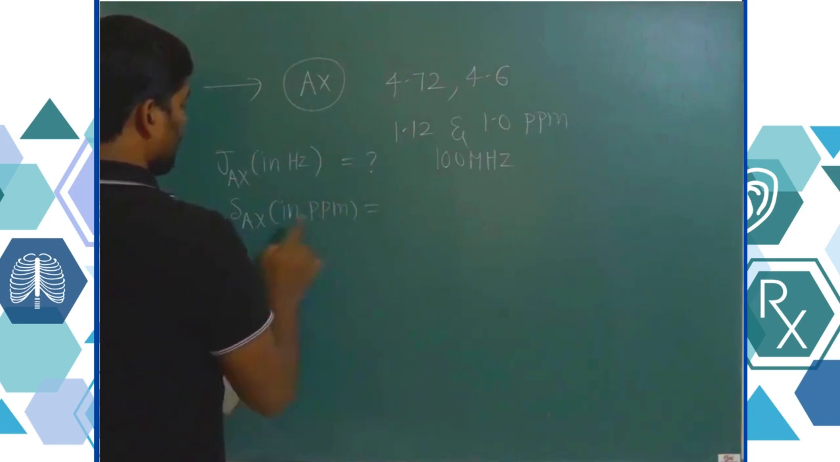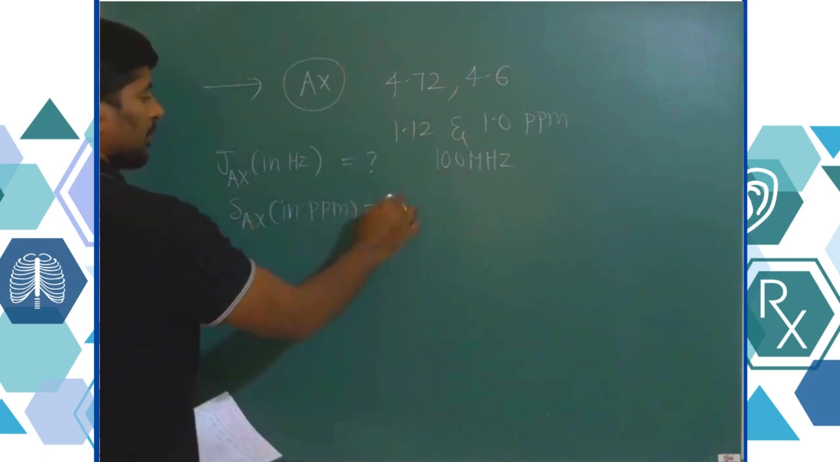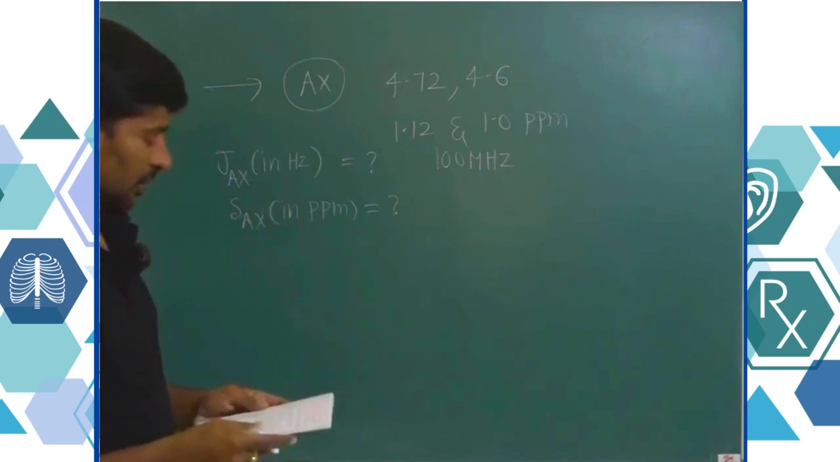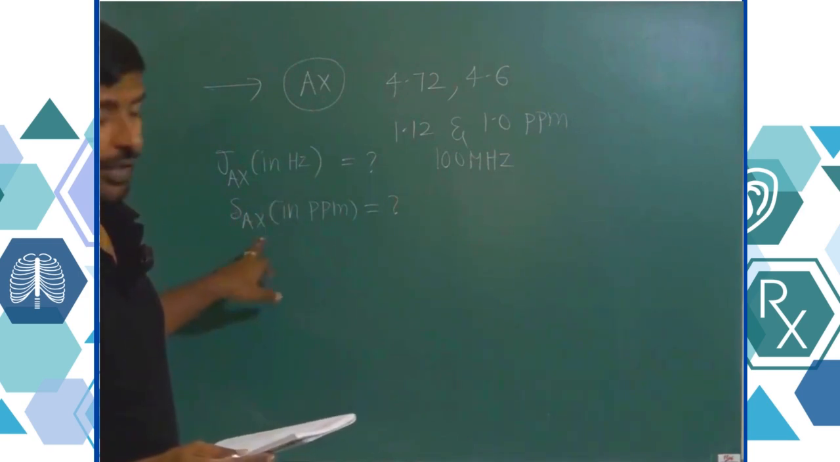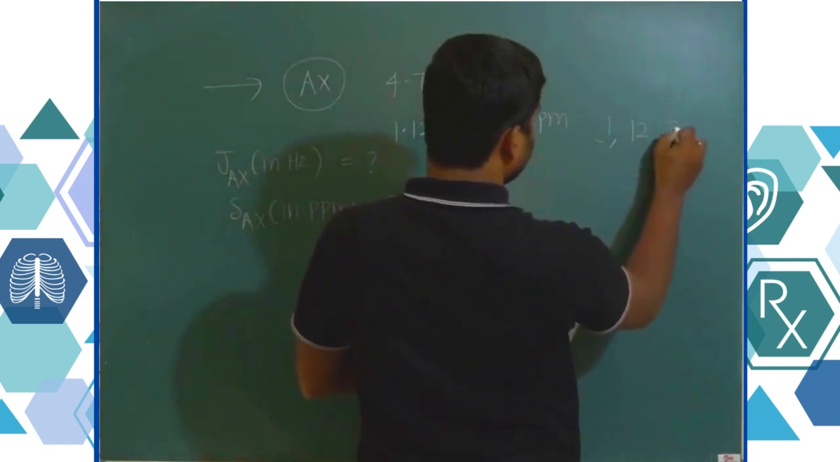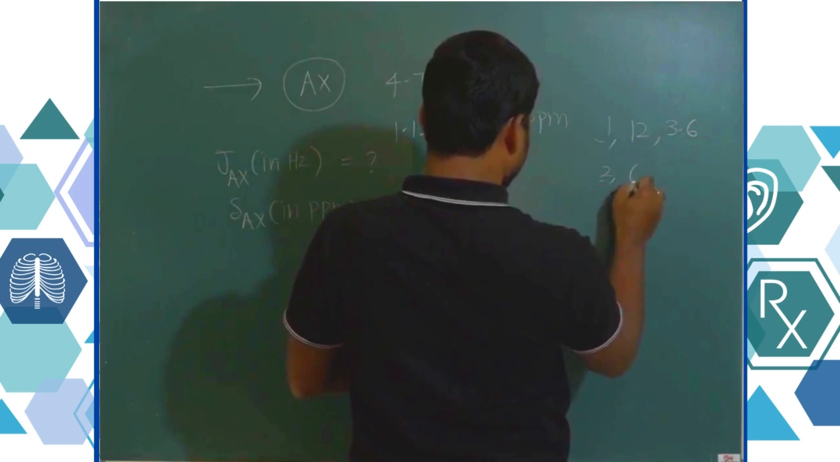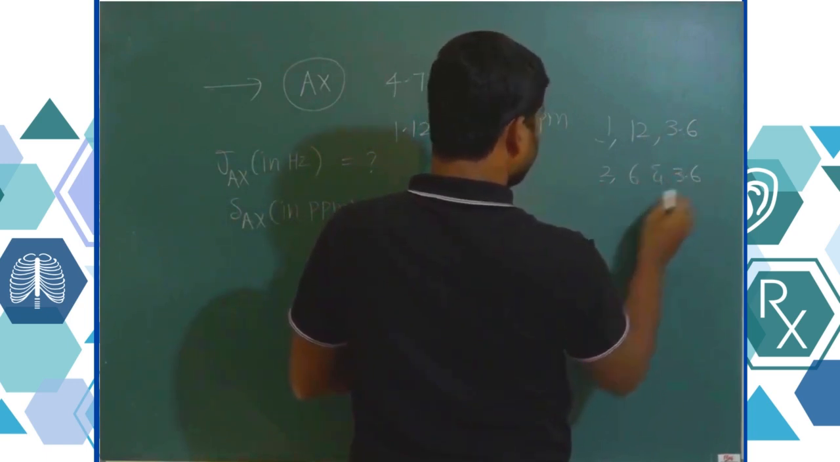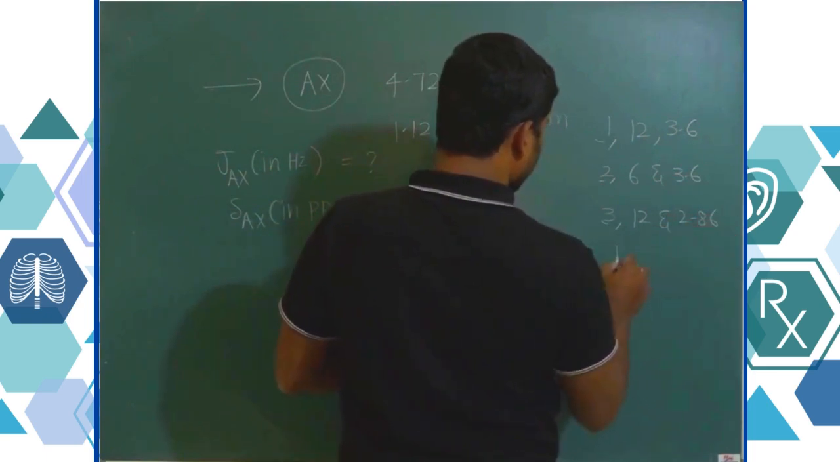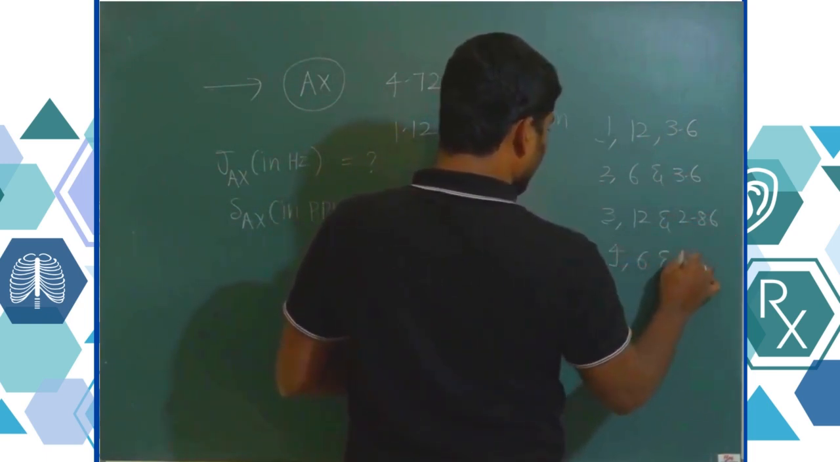Coupling constant we want to calculate, and delta AX means the difference in the chemical shift values of A and X. Options given: 12 and 3.6, 6 and 3.6, 12 and 2.86, 6 and 2.86.